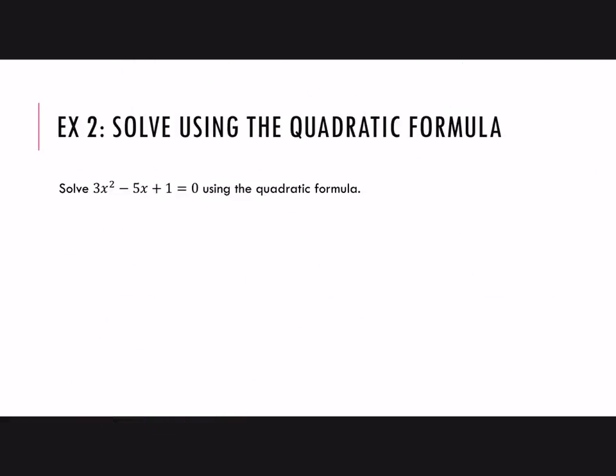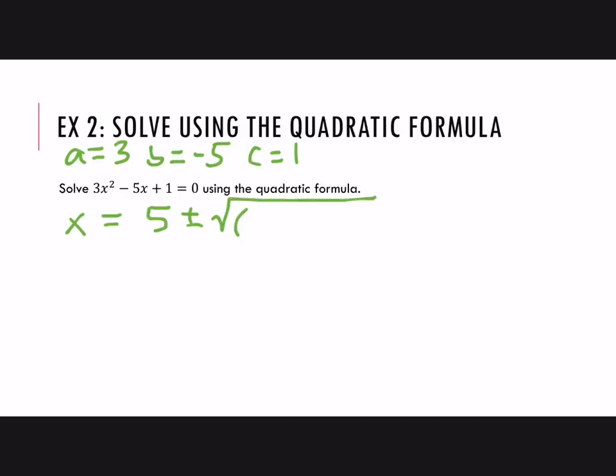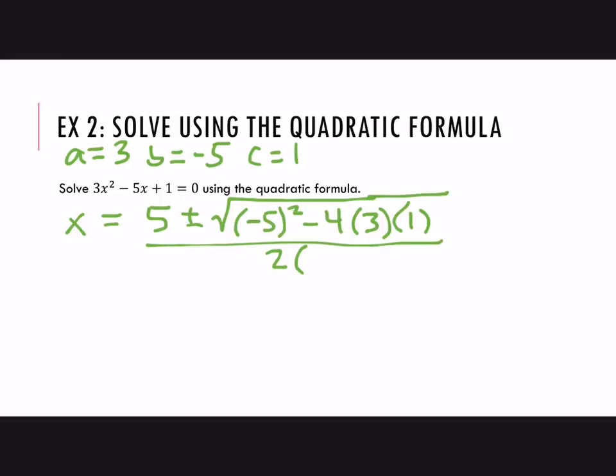Okay, so we'll do a few more examples, just try to hit all the different types of answers you might see at the end there. All right, so have the formula on hand as we go through. All right, a is 3, b is negative 5, c equals 1. So the formula gives x equals the opposite of b, which is negative 5. That's going to be positive 5 plus or minus square root of b squared minus 4 times a times c, all over 2 times a.